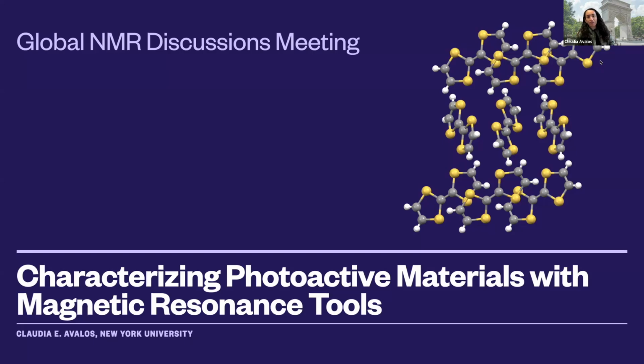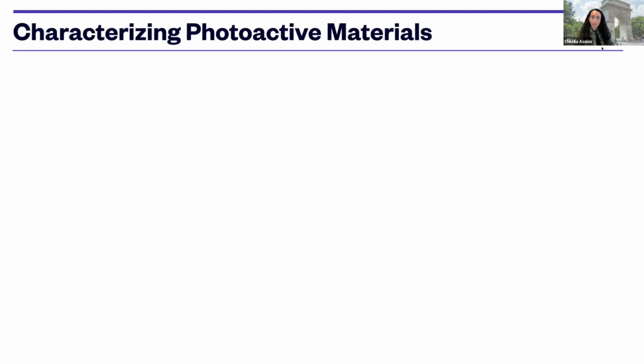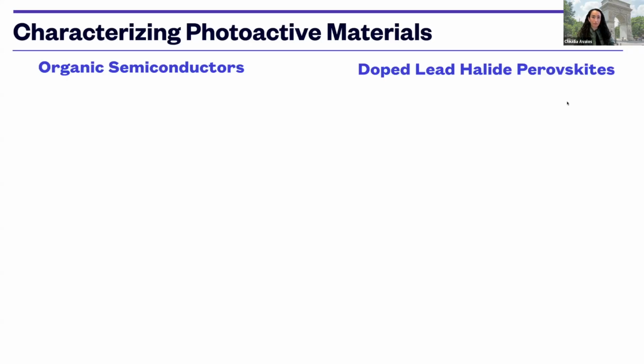But I won't necessarily be talking about the latest data from our group today, just some background on what the structural motifs are in these classes of systems that govern their function, and what kind of NMR tools can be used to study them. So I'll be talking about organic semiconductors and doped lead halide perovskites. And if anyone has questions, you are welcome to ask them over the course of my talk.